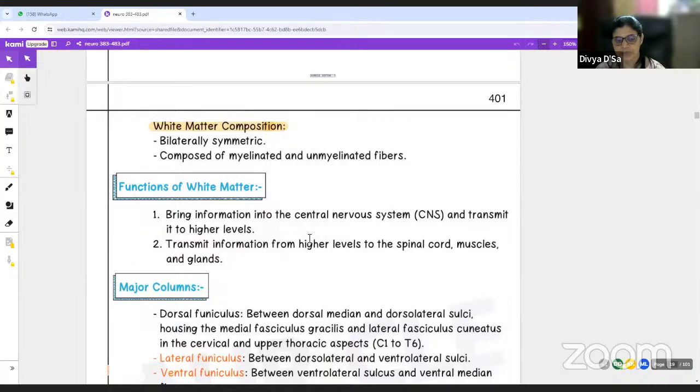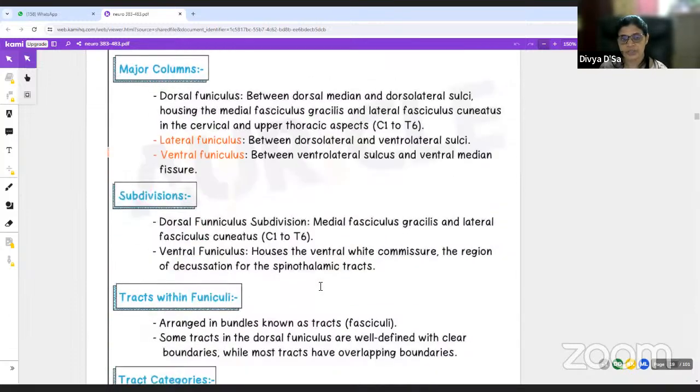Now we should know the major columns; columns are basically those tracts. One is the dorsal funiculus, which is present between the dorsal median and dorsolateral sulci. Here it has the fasciculus gracilis medially and the fasciculus cuneatus laterally. They are the tracts responsible for joint sensations, vibration, and 2-point discrimination, and we see them in the cervical and upper thoracic aspects.